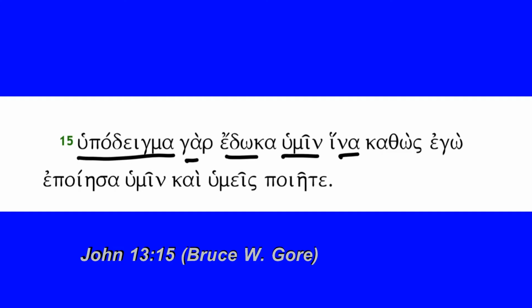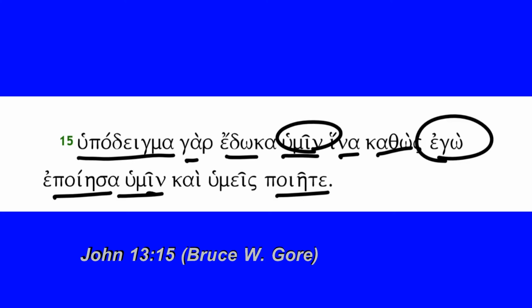The conjunction will normally take the subjunctive, which is what we have down here. So in order that, and then kathos, indeclinable adverb, just as. For emphasis, ego, just as I, epoiesa, from poieo, I make or I do. This is the first person singular, aorist active indicative. So in order that just as I did, and then once again, same here, this is the indirect object, so it's the dative plural of the second person pronoun.